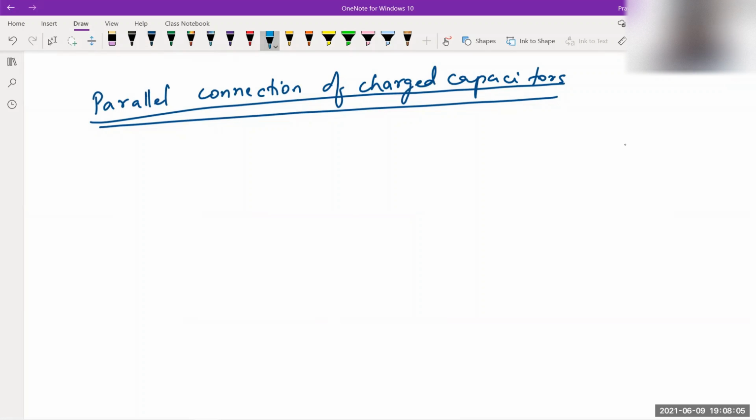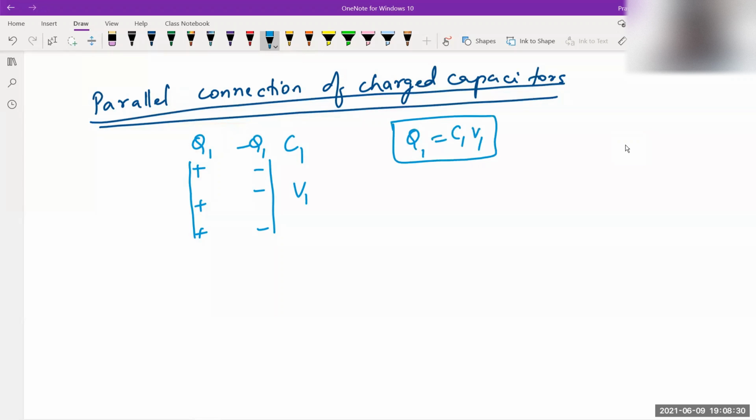So first of all, let's just say I have a capacitor on which positive charge is present on the left plate and negative on the right plate, and its capacitance is C1. This capacitor is charged to Q1, and it has a potential of V1 across it. So I can clearly say Q1 is equal to C1 V1. We will be using this value.